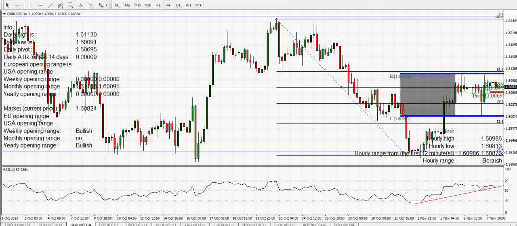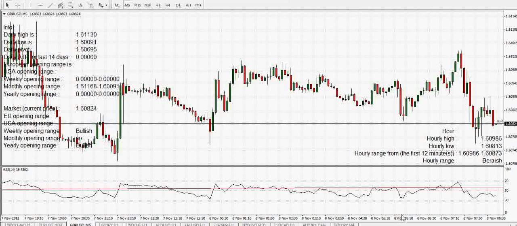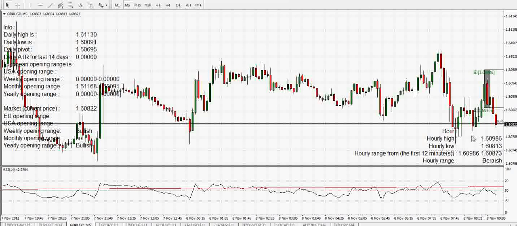And what I'm waiting for, because I want to sell, is that price will be below the opening range, and below the lowest low from the opening range today. Let me see what the opening range today was. Okay, lowest low. We're around that price right now.